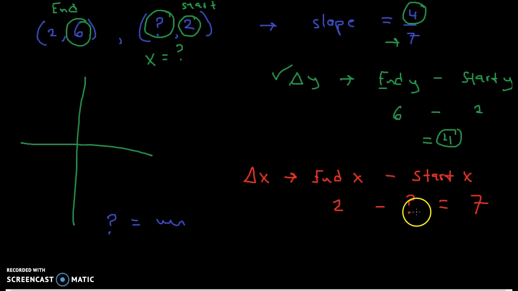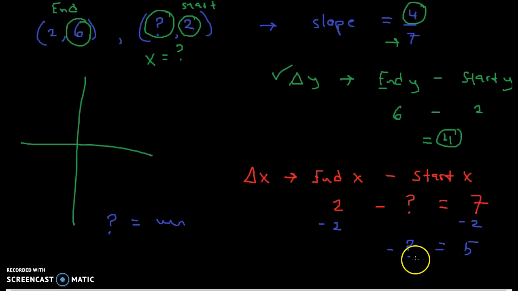Okay, so how do we solve this? Well, let's start by getting rid of the 2. We can subtract 2 from both sides. And that would mean 2 minus 2 is just 0. So we're left with negative unknown number is equal to 7 minus 2, which is 5.